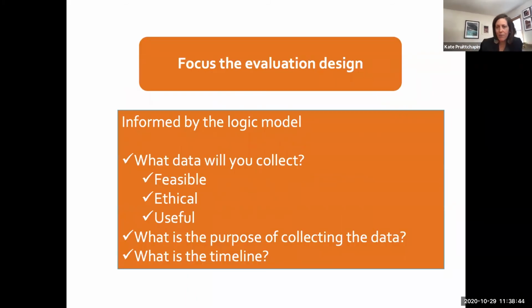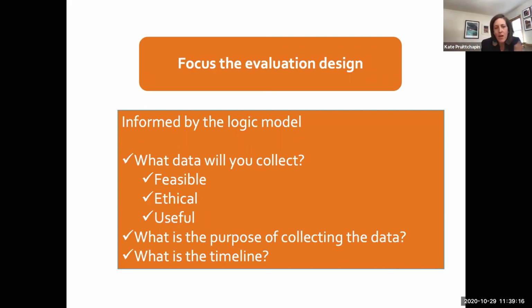So again, when we think about focusing our evaluation design, it really is informed by the logic model, and particularly the outcomes that we're hoping for, right? So if you want to improve school climate, how will you measure school climate, and what's the data that you need to collect? I'm working on a project right now where we are looking at school climate, and so we want to do a pre and post test. So we know that that's our outcome: did this intervention improve school climate?